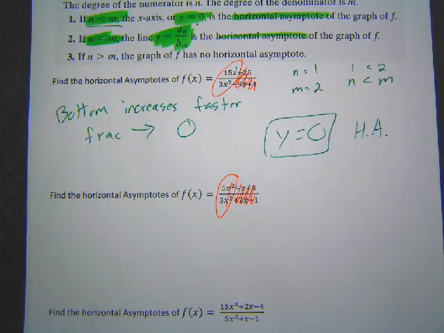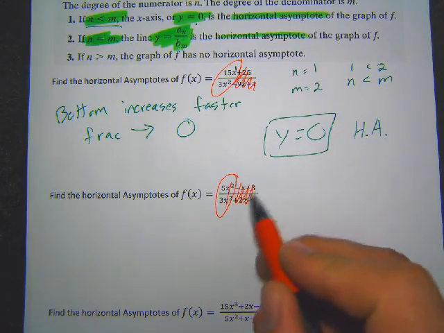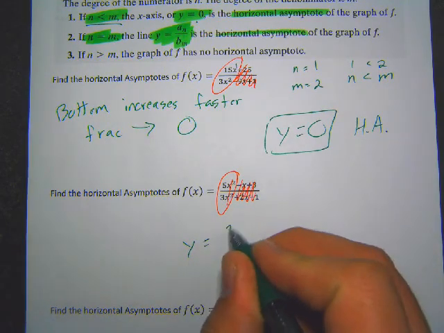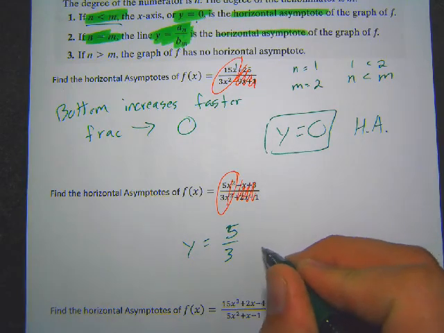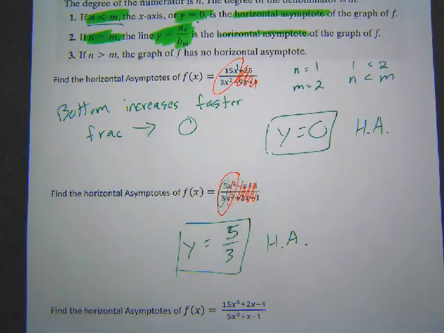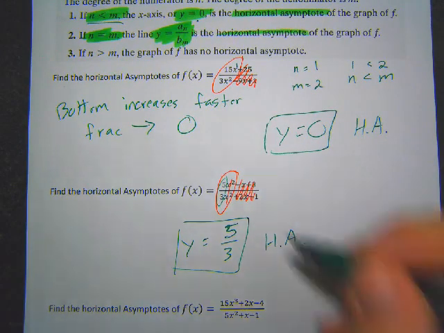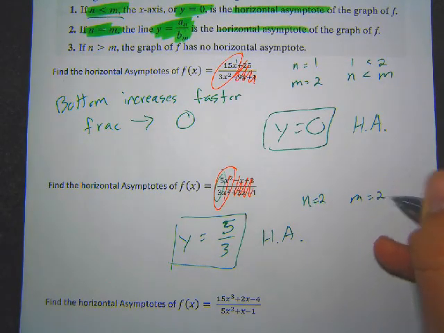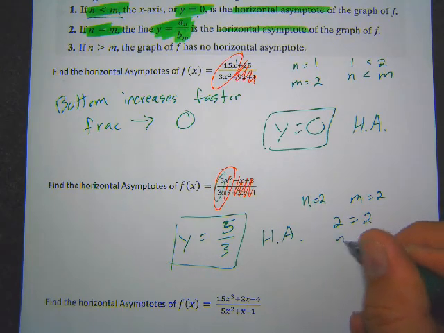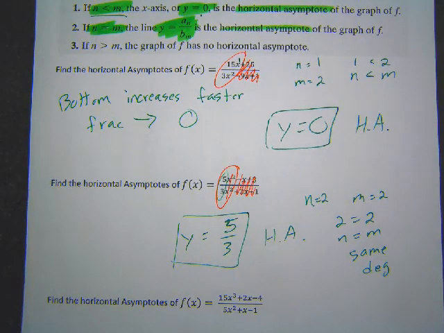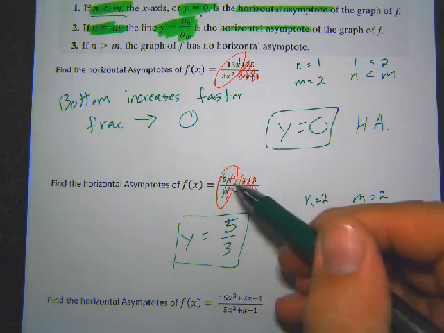So that fraction, that ratio, is what you're going to be getting closer and closer to. Because the bigger the x gets, the less these other small stuff will matter. So y equals 5/3 is going to be our horizontal asymptote in this case. Because you're always getting closer to that ratio of these leading coefficients. And again, that's when the degree matches. n is 2 and m is 2. And 2 equals 2, right? So n equals m. They're the same degree. So you just cancel everything out except for the leading coefficients, and that's what you're getting closer to.